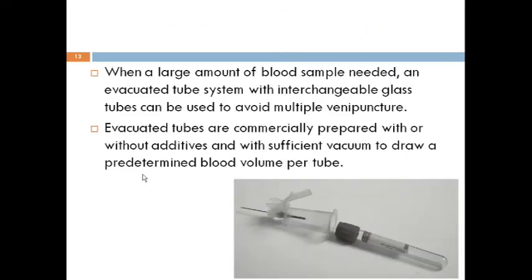When you need a large amount of blood sample, an evacuated tube system with interchangeable glass tubes can be used to avoid multiple vein punctures. These tubes are commercially prepared with and without additives and with sufficient vacuum to draw a predetermined blood volume per tube.